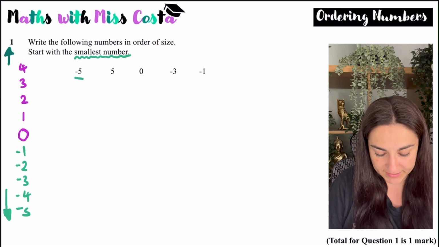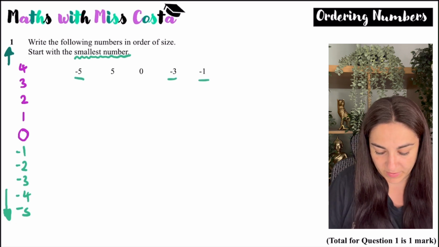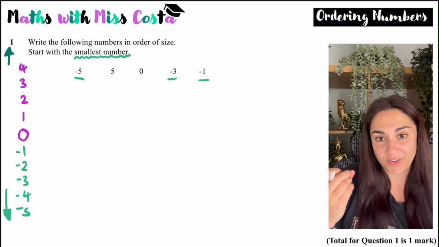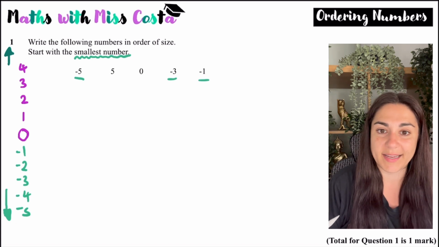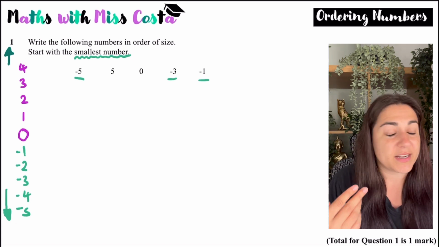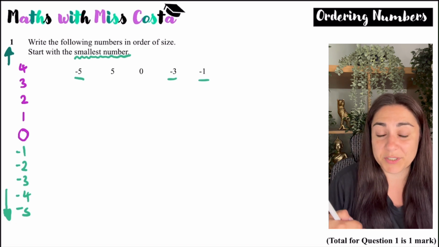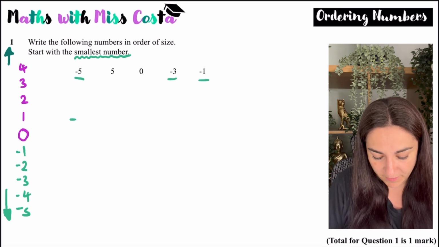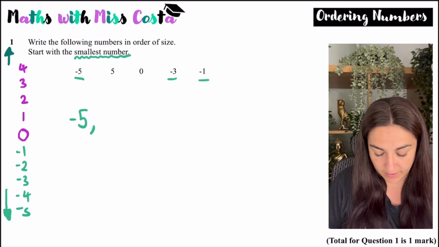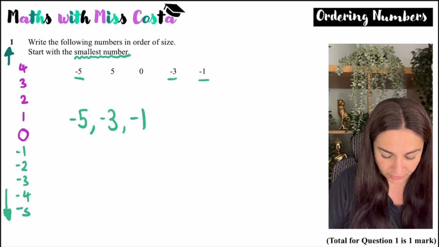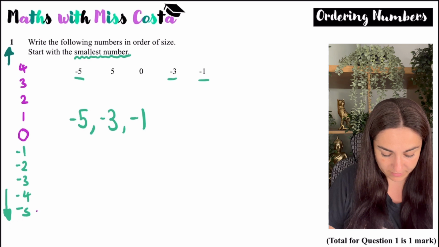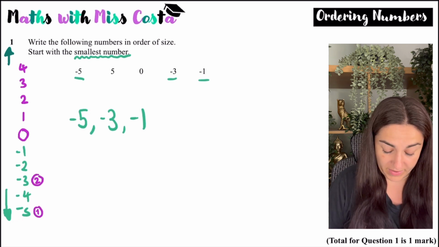So out of these numbers, we want to start with the smallest number first, and the smallest number is going to be a negative. So we look at the negatives, and then we think on this number line, which number would be furthest down the number line? Or another way you could think of it is if it was a temperature, which temperature would be colder? So -5 would be the smallest number, followed by -3 and -1. We could just look at it using this number line. -5 goes first, and then we come across -3, and then -1.